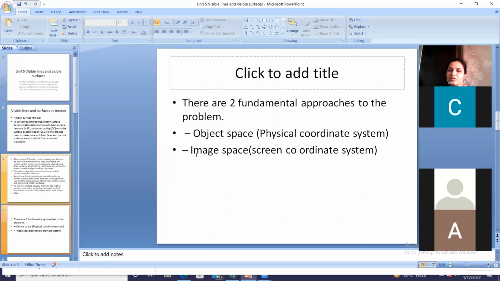And the second method is called image space. The name itself gives you an idea. Object means the actual object space, and that's why physical coordinates are considered. Image space means only the display is considered, and that is done with the help of screen coordinates, which is why this system is called the screen coordinate system. So the two approaches to find the visible surfaces are object space, the physical coordinate system, and image space, the screen coordinate system.